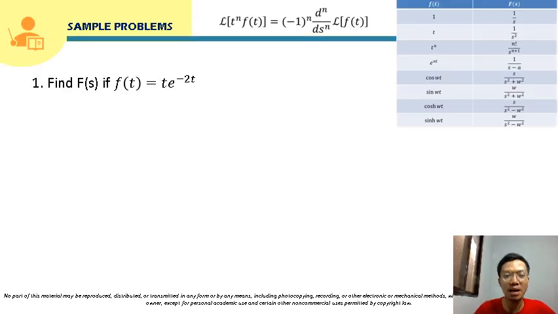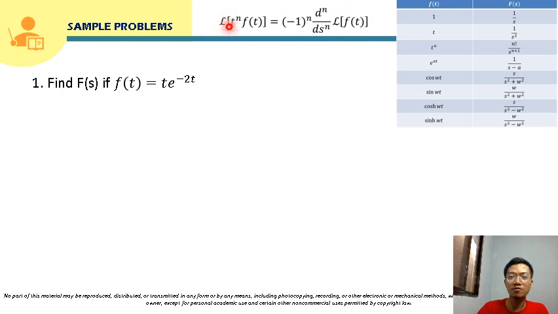So let's solve sample problem number 1 here. Find f of s if f of t is equal to t times e raised to negative 2t. For this given f of t, this is a product wherein one of the components is t. If one of the components is t raised to n, this is basically t raised to 1, so we can apply s differentiation for this.